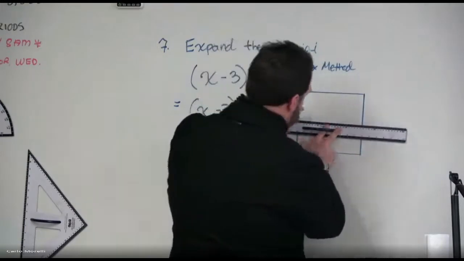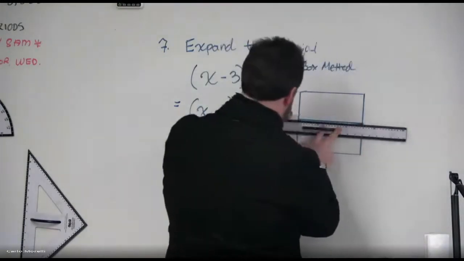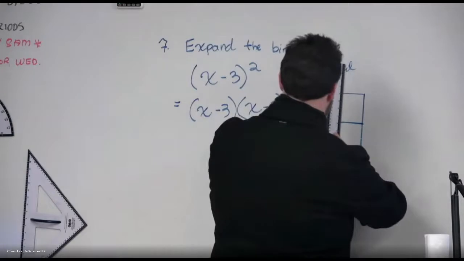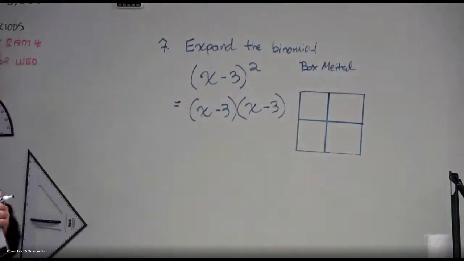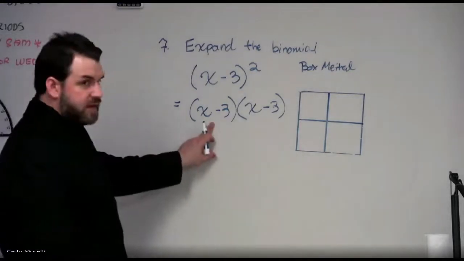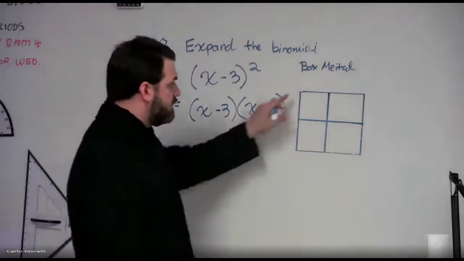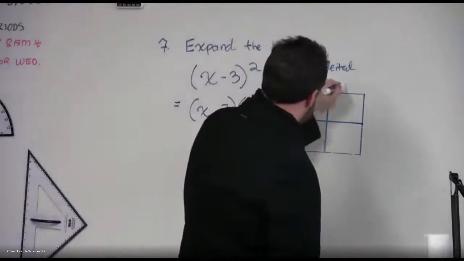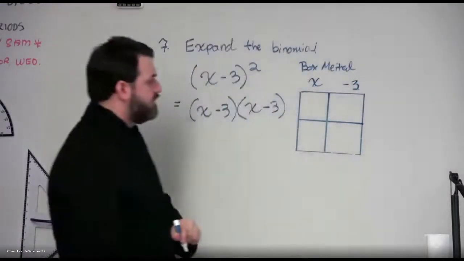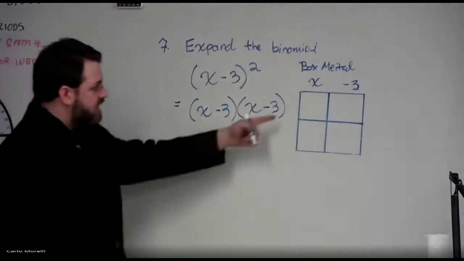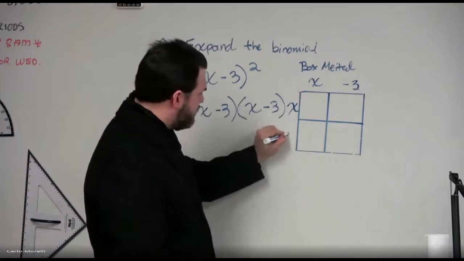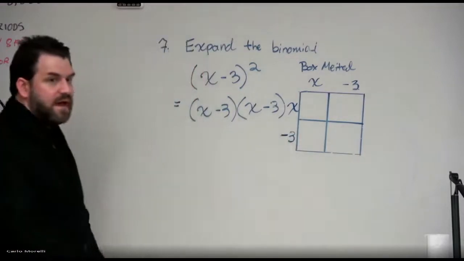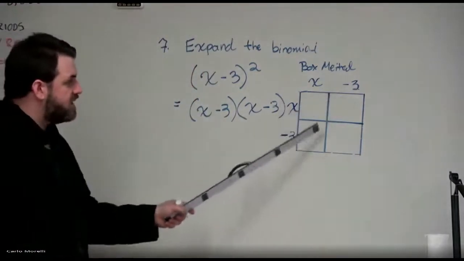So you draw a box and you cut it into 4 pieces like this. Box cut into 4 pieces. Now what you do is you write this thing, x minus 3 up here. x, and then the -3 kind of by itself right there. And then here you write x, and then you put a -3 right here. And now your goal is to fill in each box.